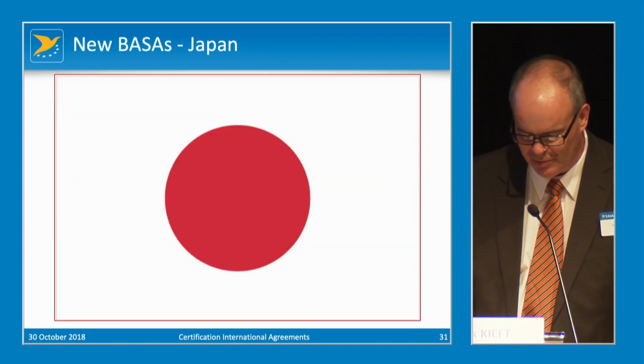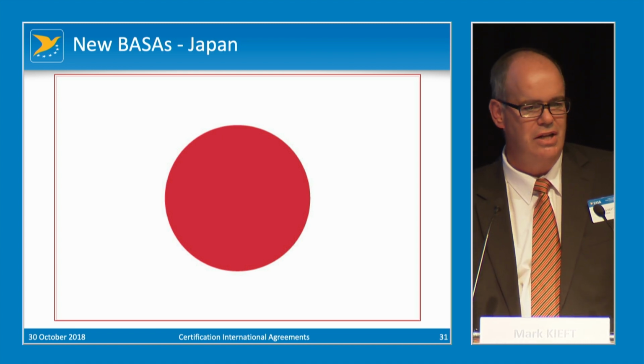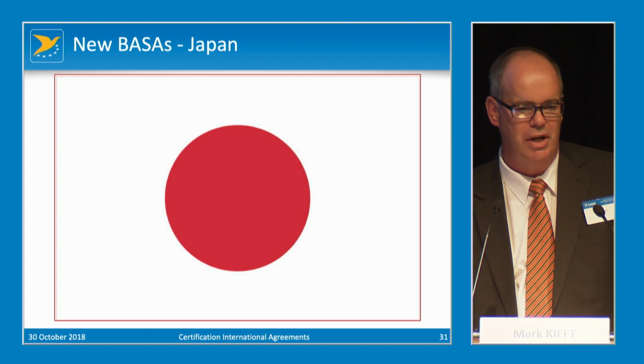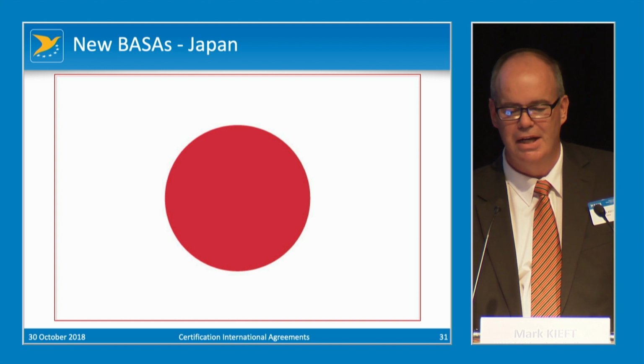Japan. We're also negotiating a BASA with Japan. This is the last negotiation, so we have 3 BASAs in place, Brazil, USA, and Canada, and we have 2 negotiations in place, China and Japan.